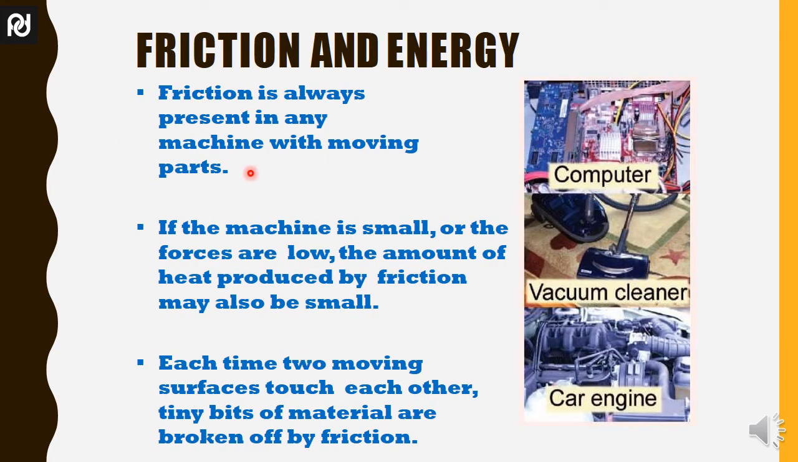So finally, friction and energy. Friction is always present in any machine with moving parts. If the machine is small or the forces are low, the amount of heat produced by friction may also be small. And if the machines are big and the forces are high, then the friction will also be high. Each time two moving surfaces touch each other, tiny bits of materials are broken off by friction, which is very common in terms of vacuum cleaner, car engines, computers, and all the other daily life products that we are using.